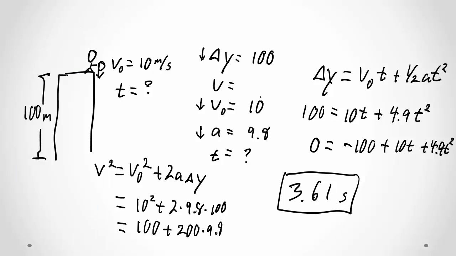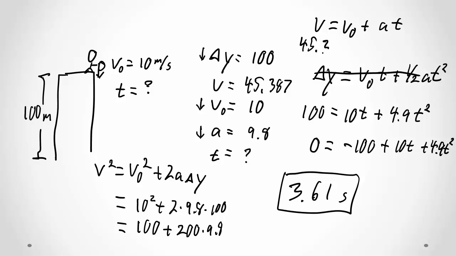Jump back here. 45.387. Now once I know that, I don't have to use this equation at all. I can solve for t by using v equals v naught plus at. So 45.387 equals 10 plus 9.8 times t. Let me make some room here.